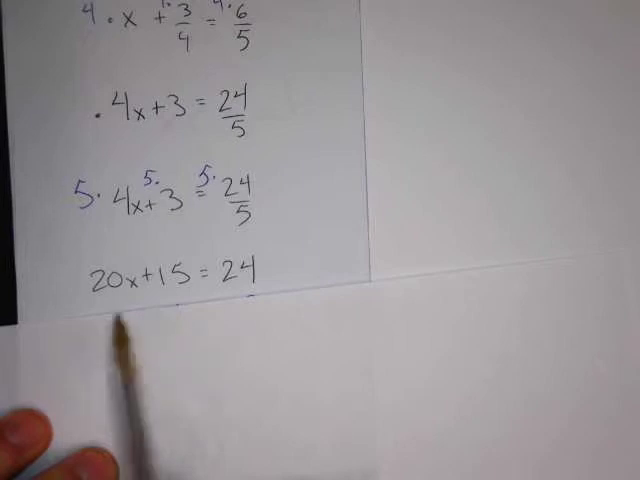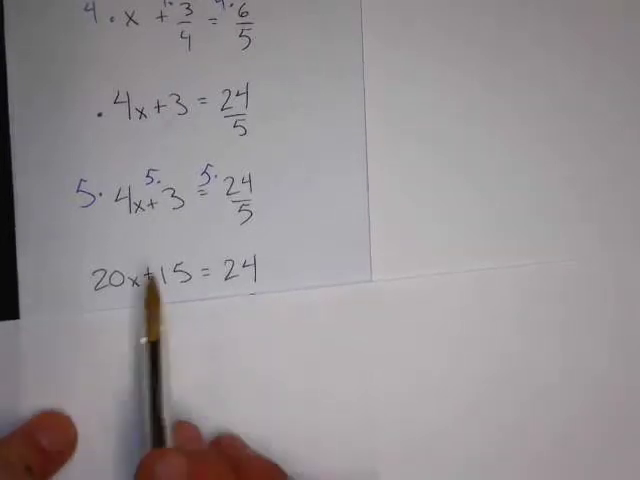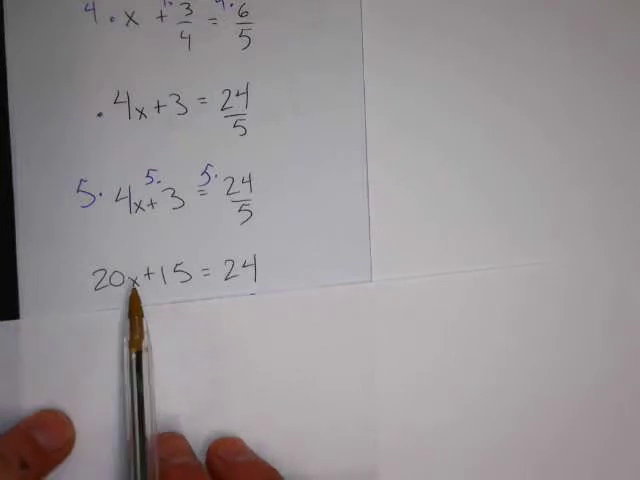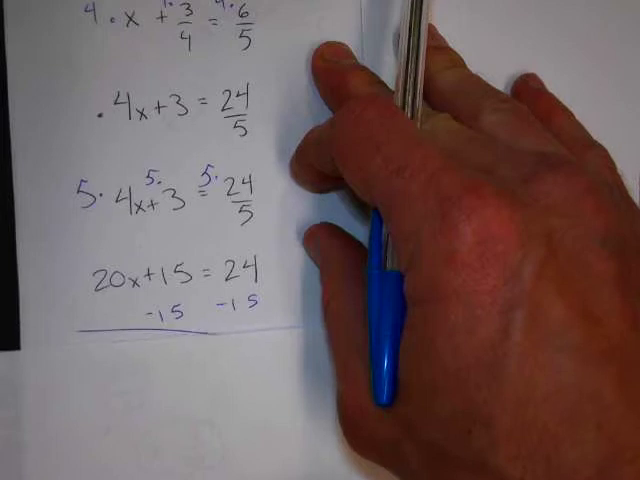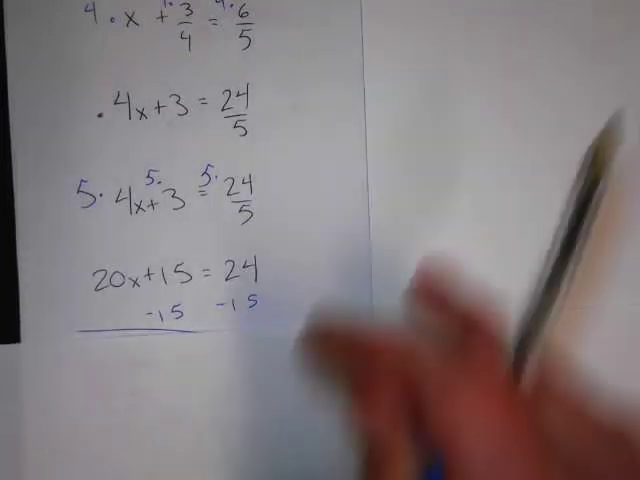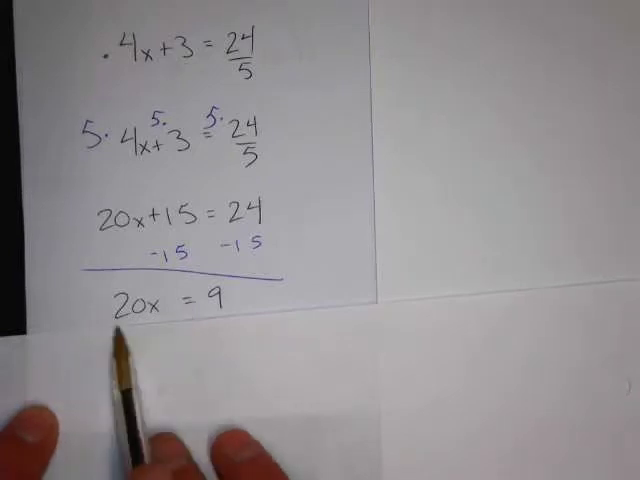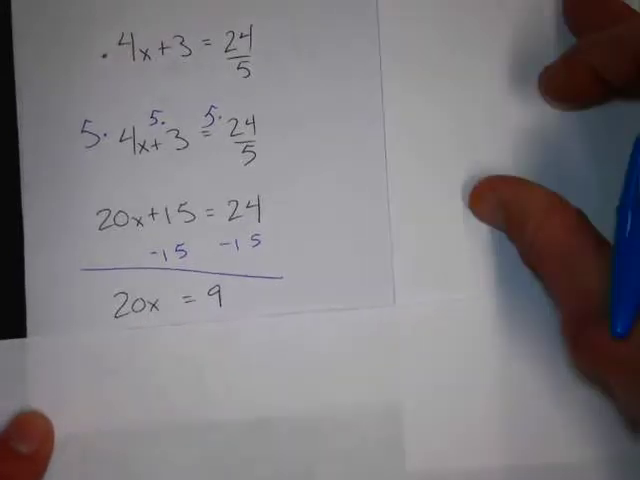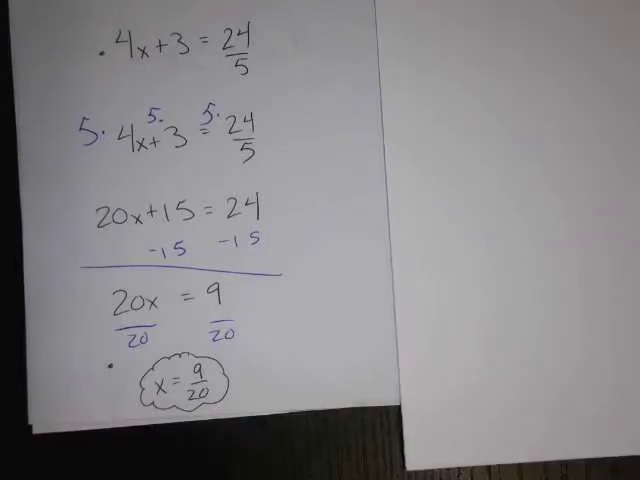So when we clear all the fractions, we have this line. Now we can use some pre-algebra concepts to find the solution set, solve for x. We first have to get rid of the plus 15, and we get rid of that by taking it away. So we subtract 15 on both sides, and then we have 20x equaling 9. Then we got to get rid of the 20. How? We divide both sides by 20. And so we have our solution set of x equals 9 over 20.